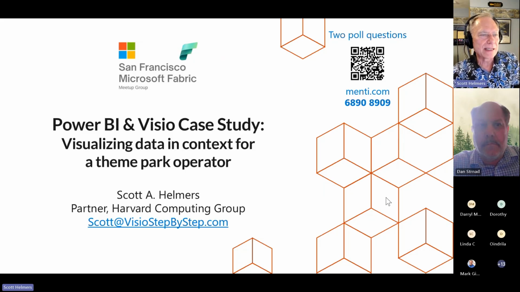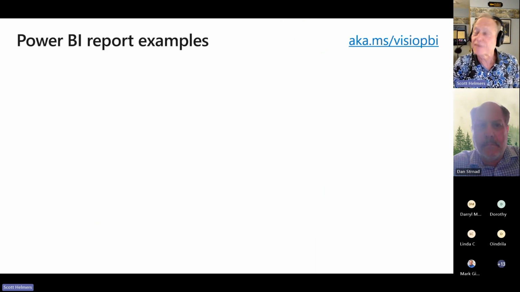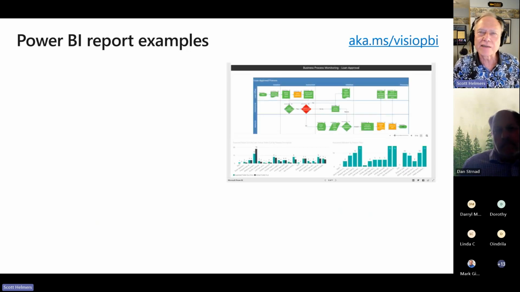With that in mind, let's go on to talk a little bit about what we're going to talk about. I want to show you a couple of examples of a Visio diagram embedded in a Power BI report. These examples happen to be ones that were created by Microsoft. There's a URL up at the top there, aka.ms/VisioPBI. And you'll see there are actually 7 or 8 separate examples at that URL.